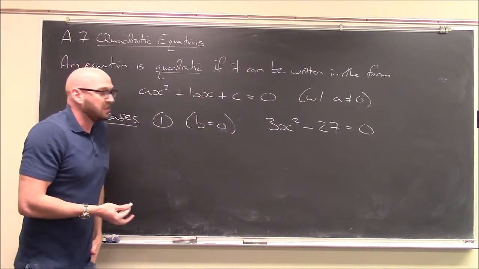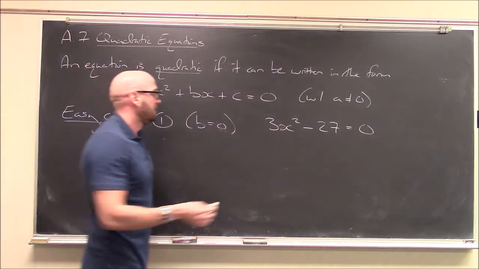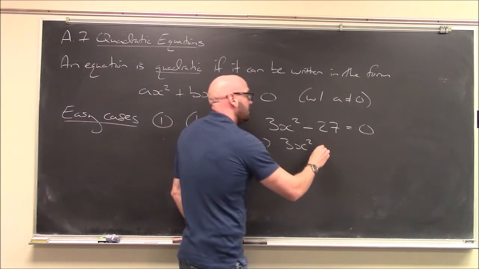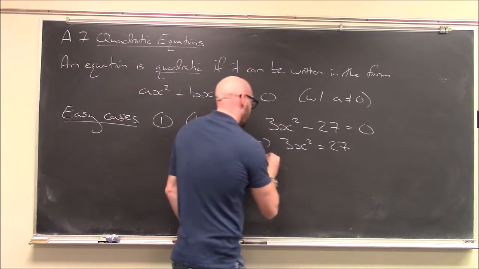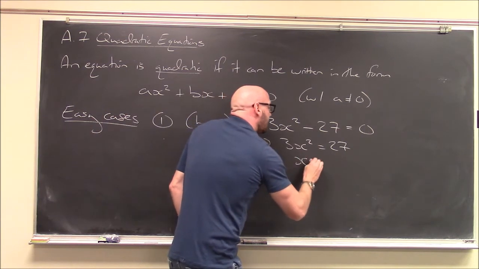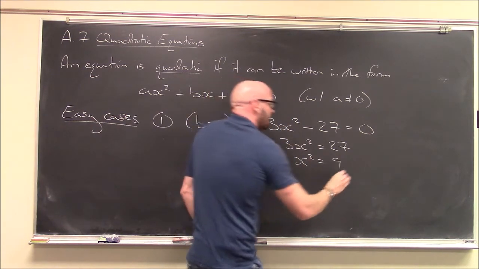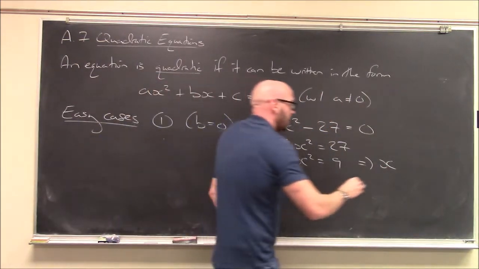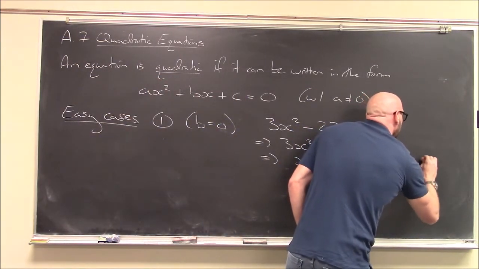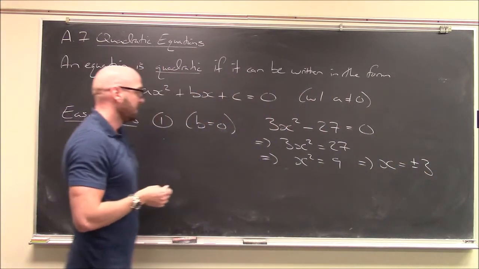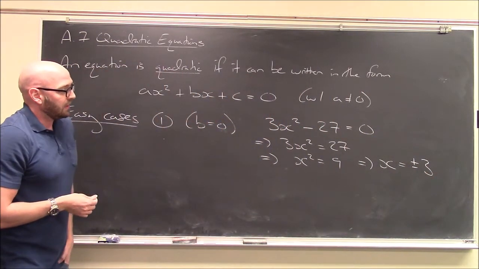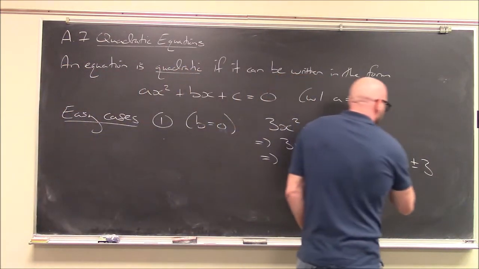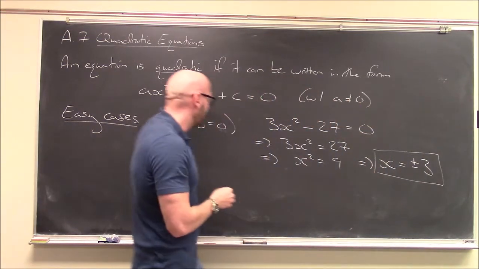The reason this is easy to solve is because all you have to do is isolate x. Let's add 27 to both sides: 3x squared equals 27. Divide both sides by 3: x squared is 9. And that means x is the square root of both sides. It's not just x is plus 3, there's two different roots. X is plus or minus 3. Both plus 3 and minus 3, when you square them, you get 9. So, two solutions there. So if b is 0, it's pretty easy to solve these.